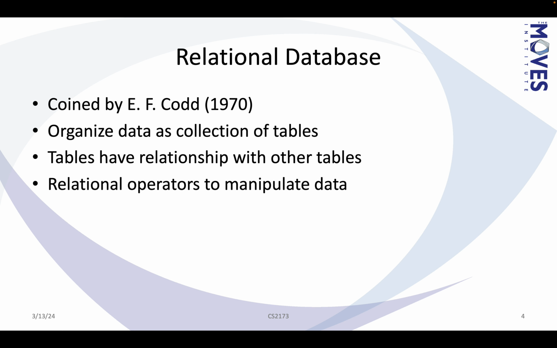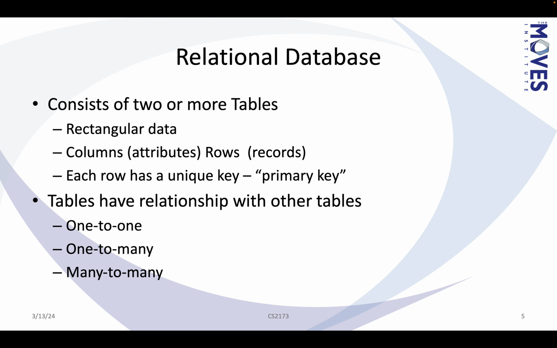But the key: why relational? It's the relationship with other tables. Okay, so the tables are rectangular data, and columns are sometimes called attributes, and rows sometimes called records. Each row has a unique key, which is called the primary key. If you want to access a row, you want to be able to uniquely identify it.